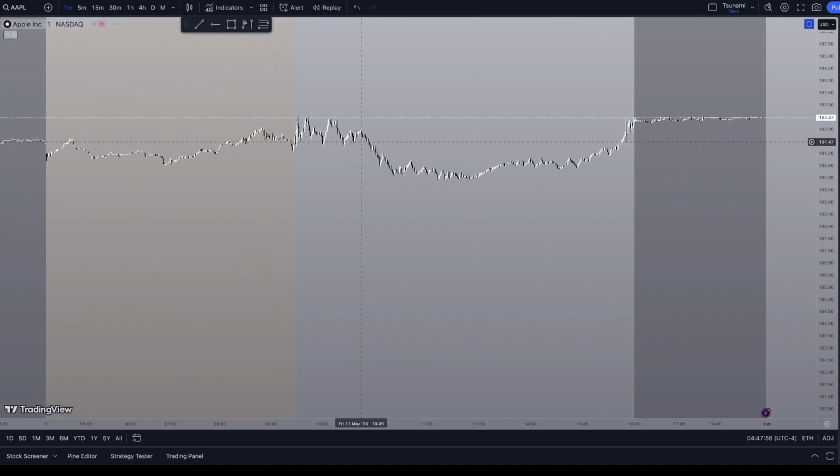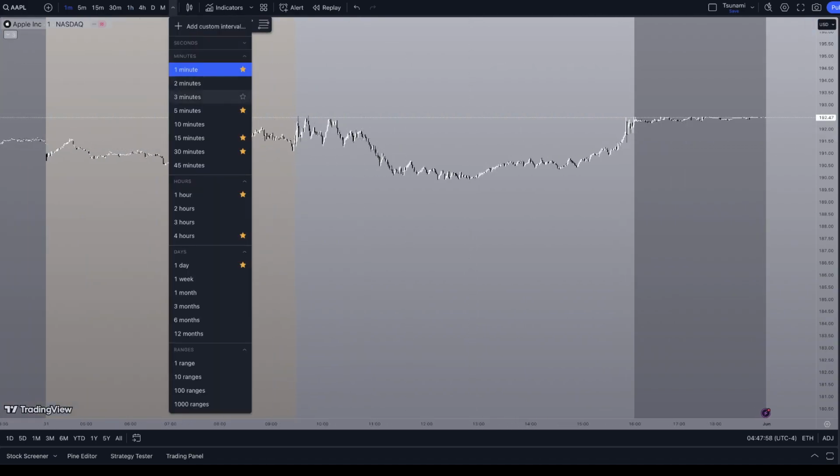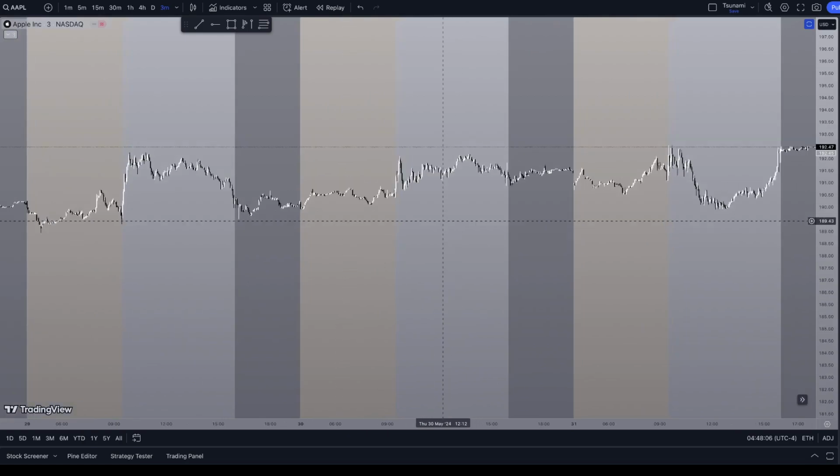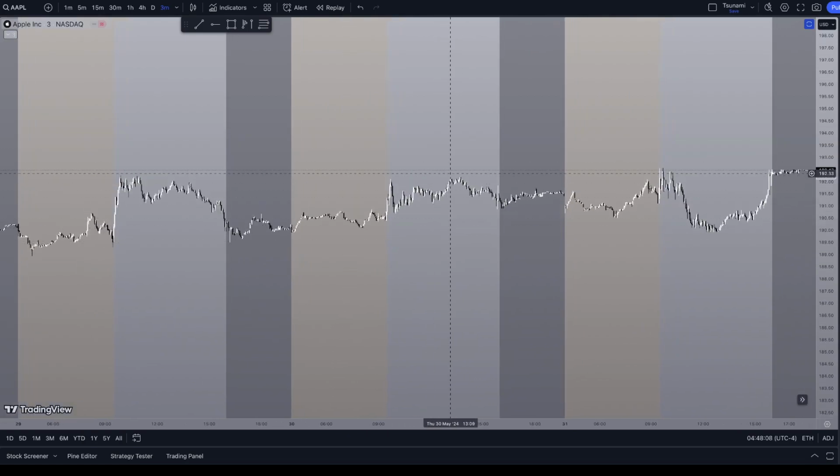9:30, matter of fact, let's do a 3-minute chart. At 9:30 is when you get most of your ignition on stocks. As we can see, we are in a tight range here. But the good thing about propulsion blocks is that you can still use this range and still get good results.